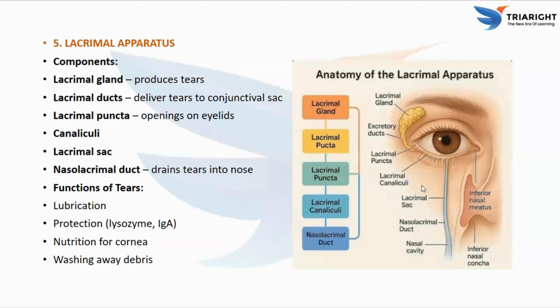So next is the lacrimal sac, right? This is located in the lacrimal fossa near the nose. It collects the tears before they go down into the nasal cavity. So this is a temporary tear reservoir.